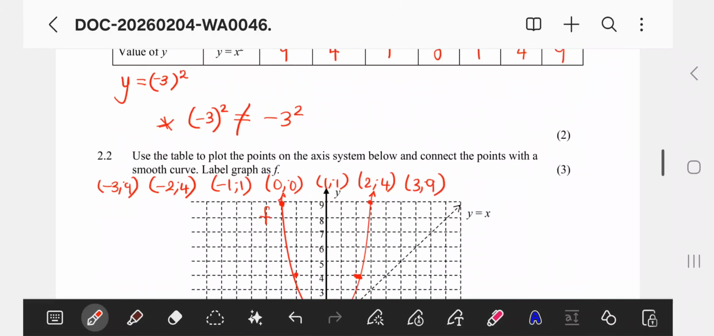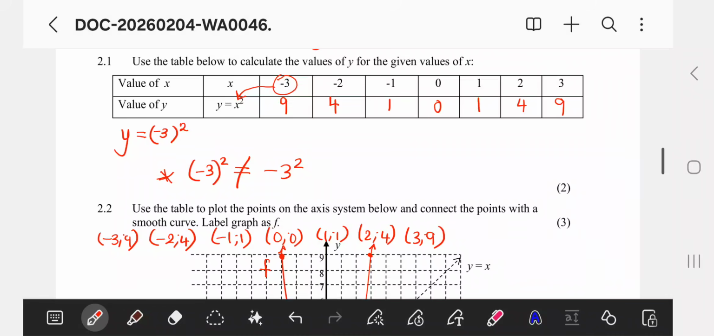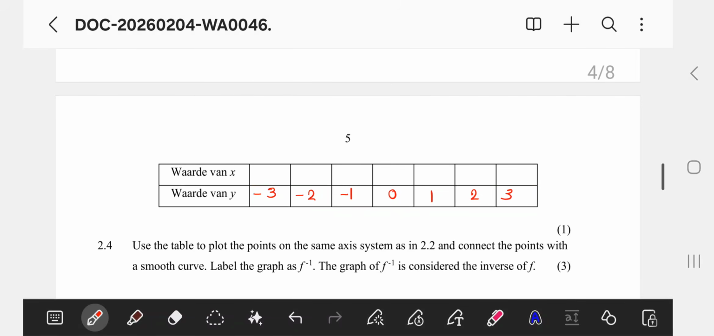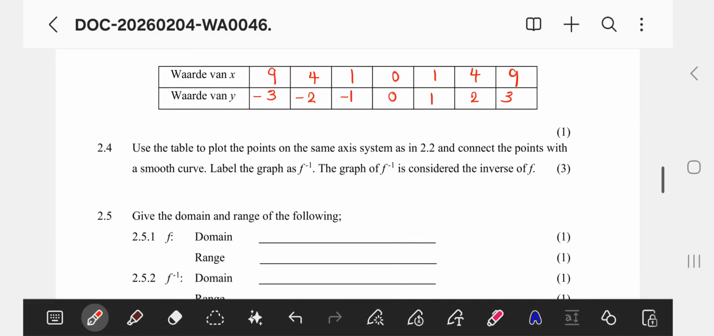And all of the y values are now going to become x values, which is 9, 4, 1, 0 and 1, 4, 9. So it says, use the table to plot the points on the same system of axes in 2.2. Connect the points with a smooth curve and label the graph as f to the minus 1. The graph of f to the minus 1 is considered the inverse of f.